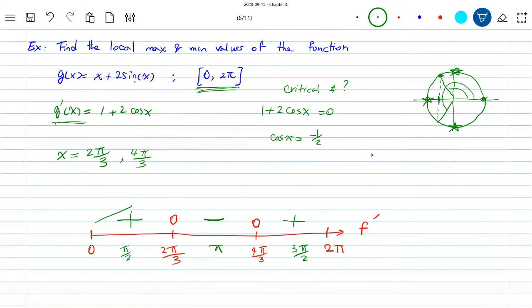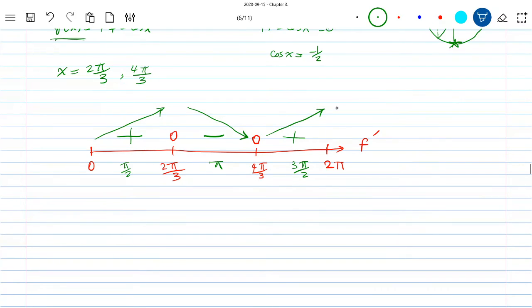The positive sign means the function is increasing. This one means the function is decreasing. And here, the function is increasing. So what are the increasing and decreasing intervals? Even though the question did not ask for it, I want you to see the increasing and decreasing intervals.